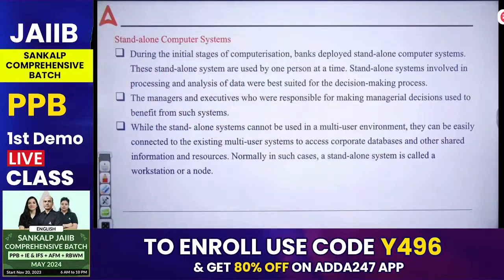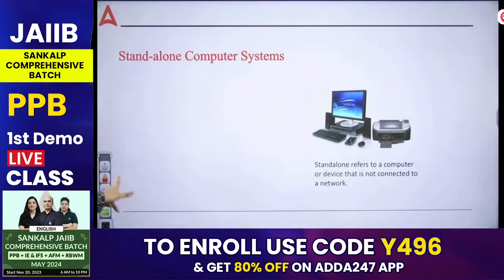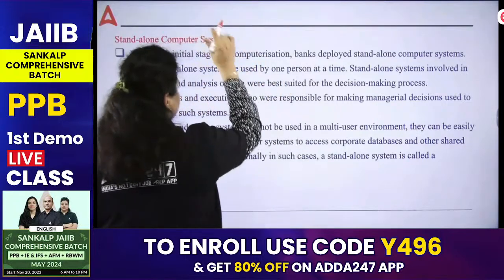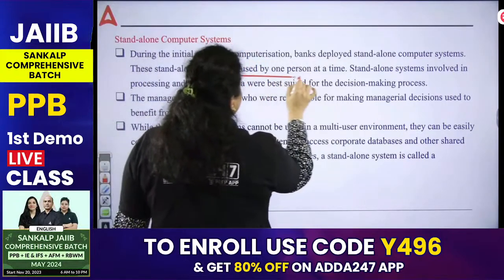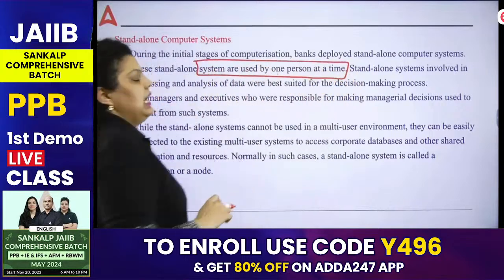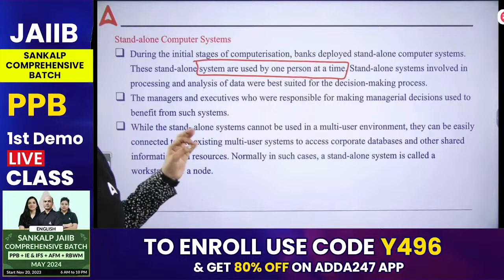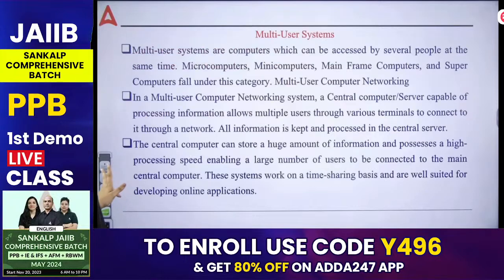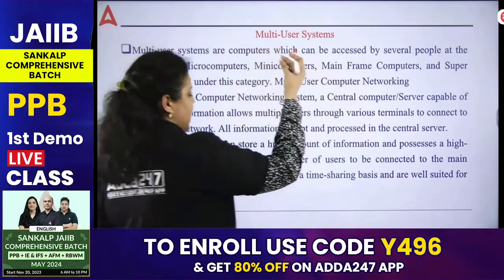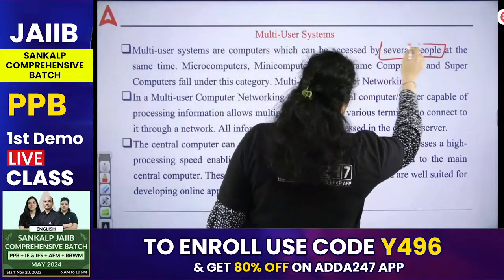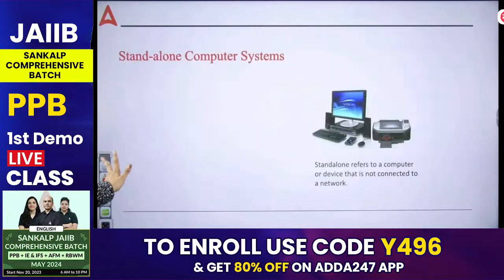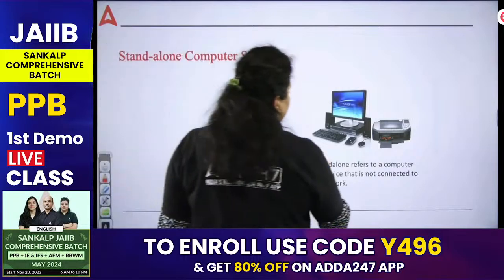Now we have a standalone computer system, and we have a multi-user system. So what is a standalone? The name suggests itself. In this particular type of computer system, the system will be used by one person at a time. That's a standalone computer system. At a time, one person is using the computer. If we talk about multi-user, just as the name suggests, it will be accessed by several people at the same time. That's the multi-user. You can see in the images as well. This is the standalone. One person can use it at a time.